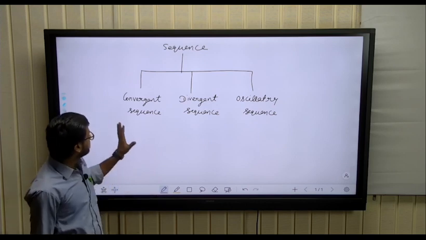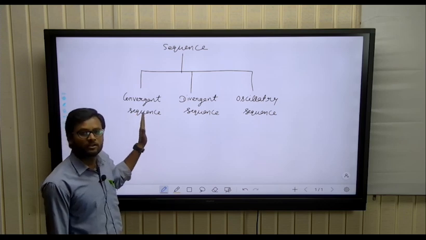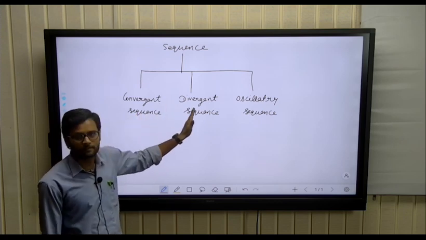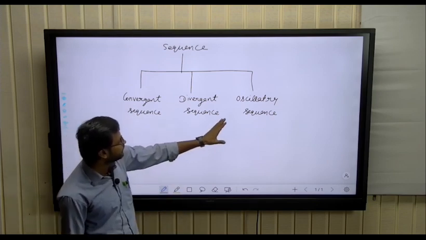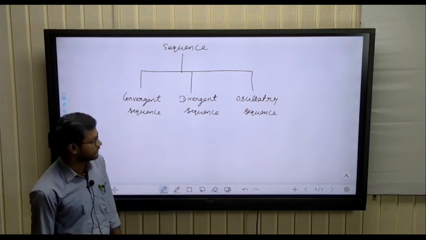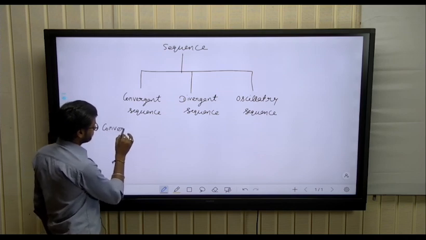Here first we discuss the convergent sequence, after that we discuss the divergent sequence, and after that we discuss the oscillatory sequence. Now we discuss the convergent sequence.